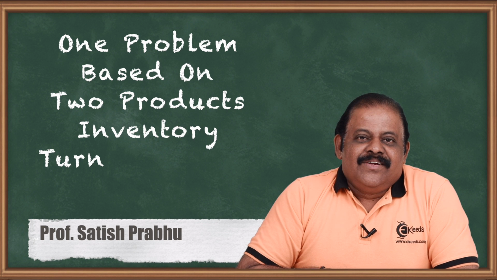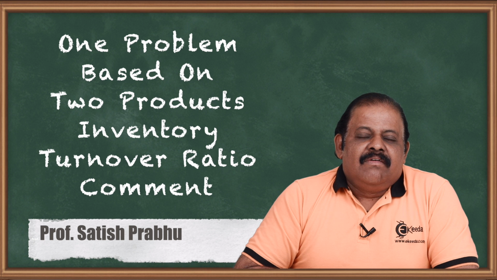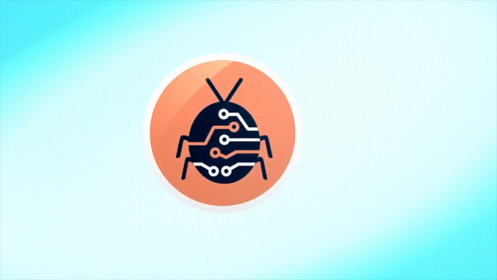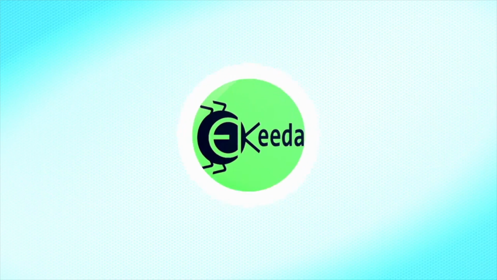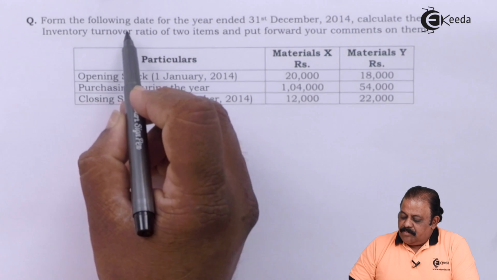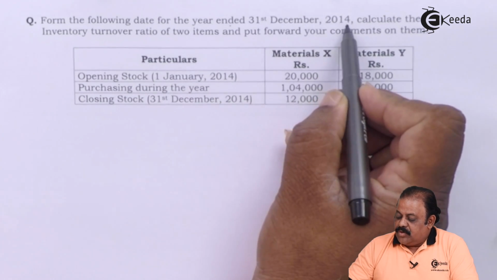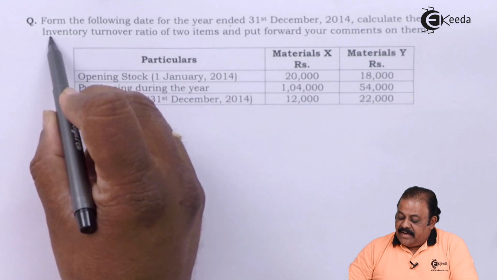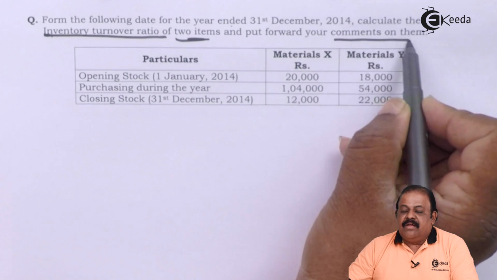Hello friends, let us do one question relating to inventory turnover ratio where two materials are given in the question and we are required to offer comments. Let us read the question. From the following details for the year ended 31st December 2014, calculate inventory turnover ratio of two items and put forward your comments on them.